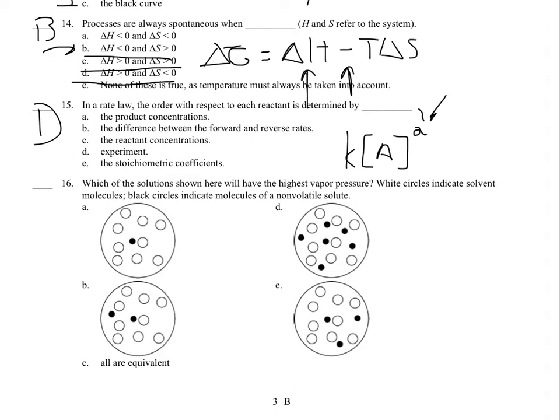And the last one is number 16. That's number 14 on the other exam. Which of the solutions here will have the highest vapor pressure? This is asking the same question as a previous slide. So it's essentially saying which one has the least amount of solute, and the one with the least amount of solute is A.